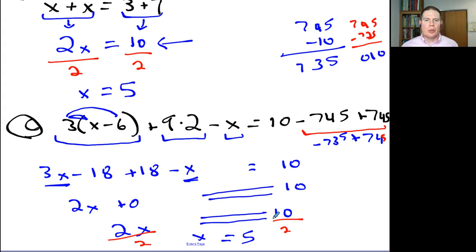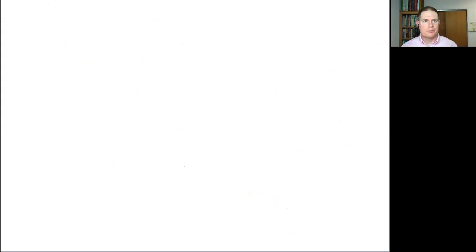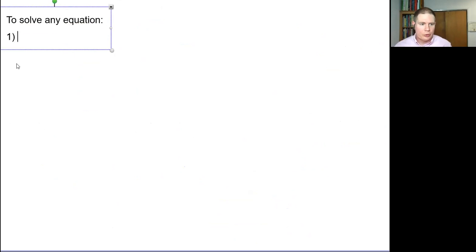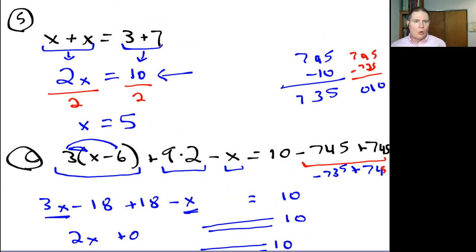And really, this is already showing how we can solve every equation, no matter how complicated. And we'll get more complicated than this shortly. We can solve any equation by following the same set of steps. So let's write down those steps. To solve any equation. What did we do first? Well, for 5 and 6, we had to simplify each expression before we could start dividing by 2 to both sides.